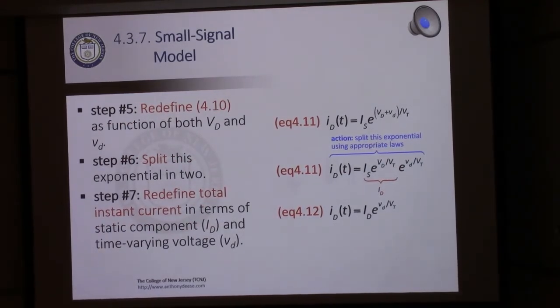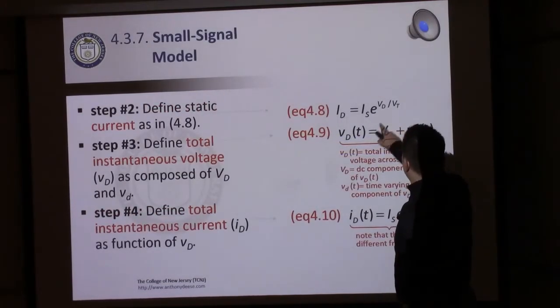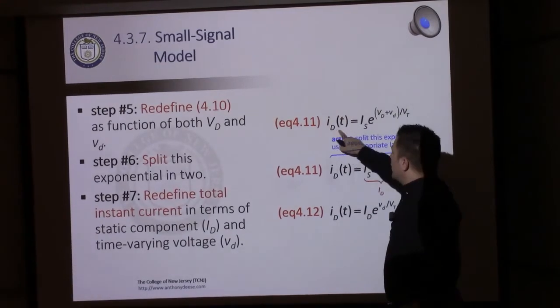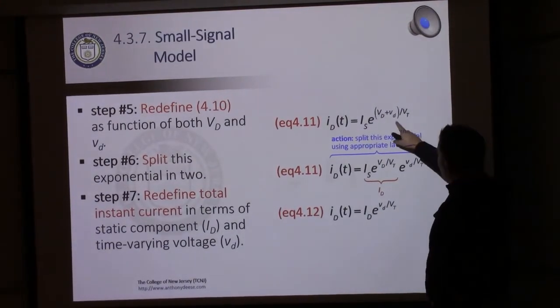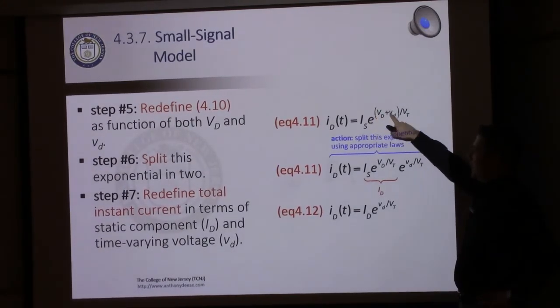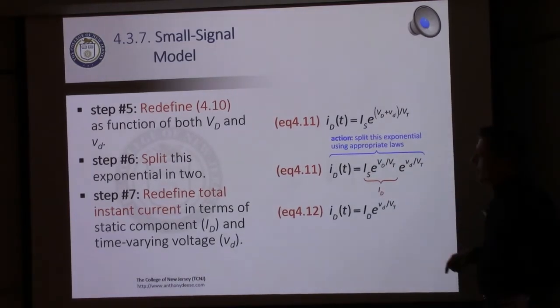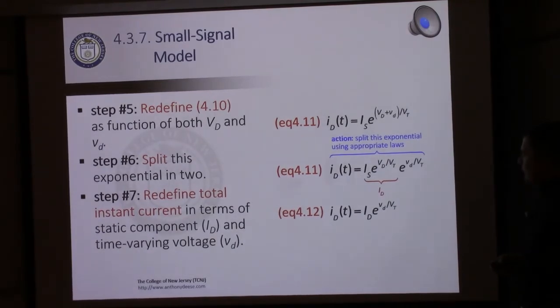Now, that's what we did in step number 5. If you look, I took this and plugged it in right here, which gives us this form of the equation in 4.11. We know that if we have e to the alpha plus beta, that can be split into e to the alpha times e to the beta. So we can take this term right here, and we can split that up into two multiplied terms.